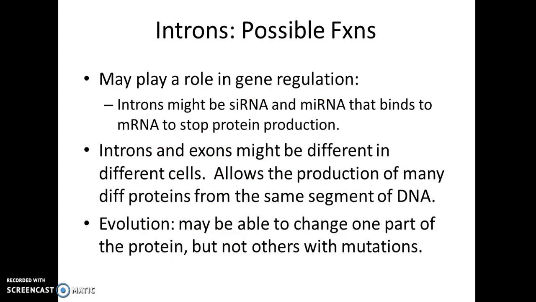So what are the possible functions of introns? Why are they there? Well, they may play a role in gene regulation. For example, the introns might be the siRNA or miRNA that can help regulate protein production. Introns and exons might be different in every cell. So the introns in one cell might be the exons in another cell. So that might be how we can produce different proteins from the 35,000 genes that we have. Now, evolution may be able to change one part of the protein into another part just by keeping the introns there instead of splicing them out.